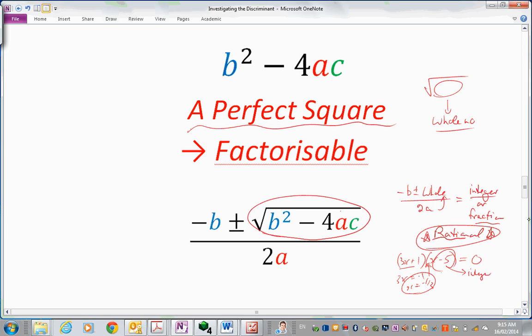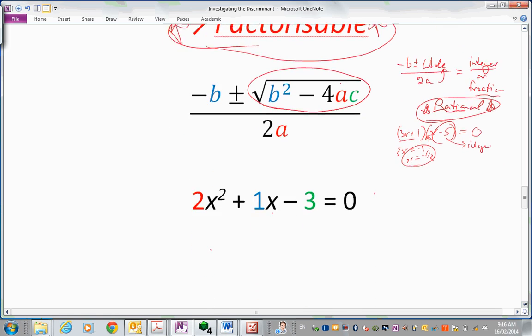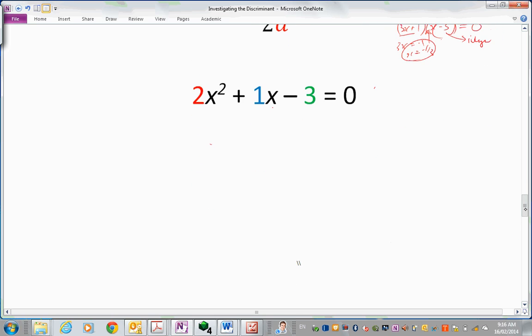So that's the implication up here. If it's a perfect square, it's going to come out to be a fraction or an integer. That's going to be a rational solution, and that's what you always get out of factorising. So you can use the b squared take 4ac to detect whether you can factorise something. Now that's interesting. Come on, let's have a look at doing that now with an example here.